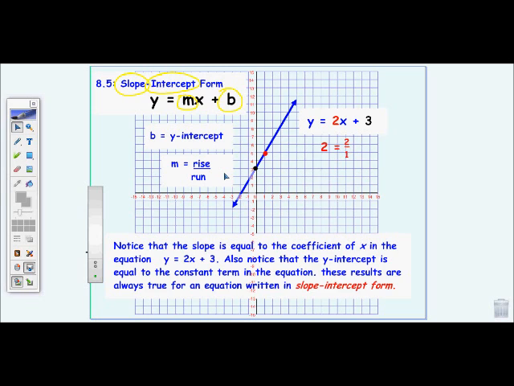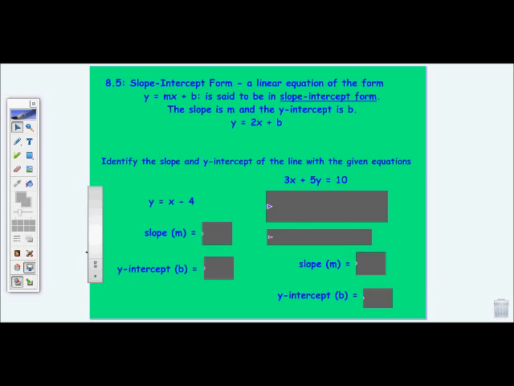Okay, that was just a taste of it. So, slope-intercept form is a linear equation, which means it's the equation for a line. We're going to leave x and y alone, because it could be all of those little x and y points on that line. Y equals mx plus b is said to be in slope-intercept form.